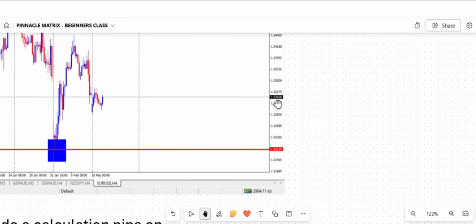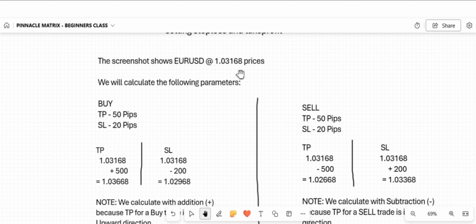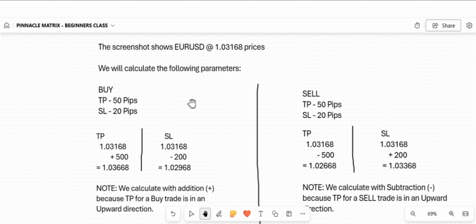So I stated we will do a calculation of pips. Sorry, there's a grammatical error. We will do a calculation of pips on Euro USD for a sell and buy trade, setting stop loss and take profit. Now, based on the screenshot I just showed you guys, our price is at 1.03168. So the first example is we are going to be calculating if we take a buy at this price. So we will calculate the following parameters.